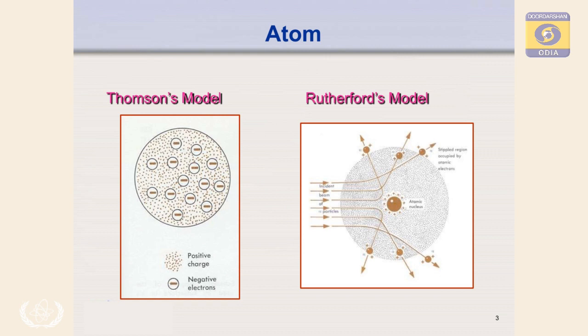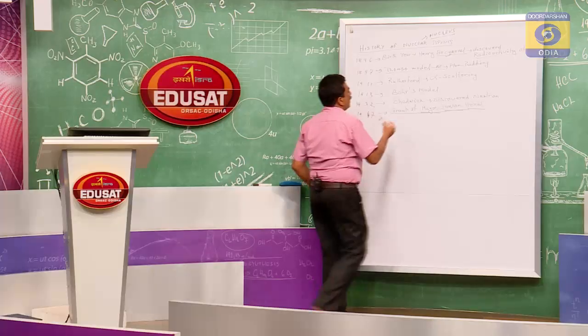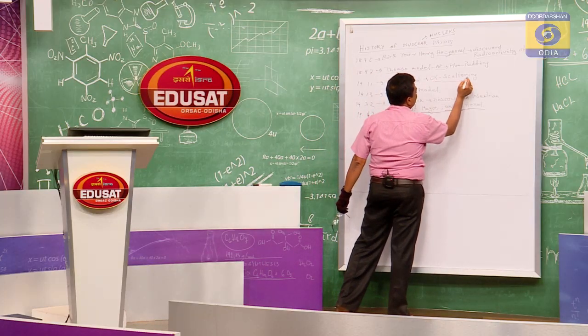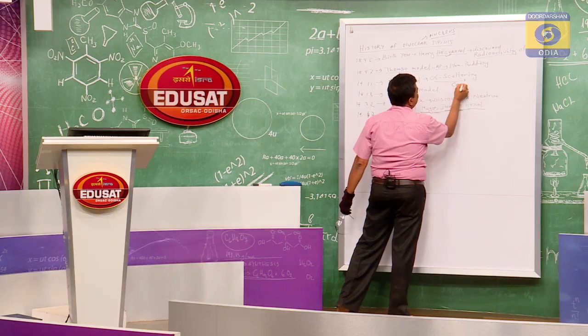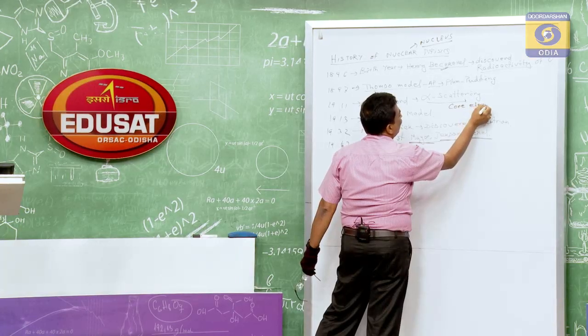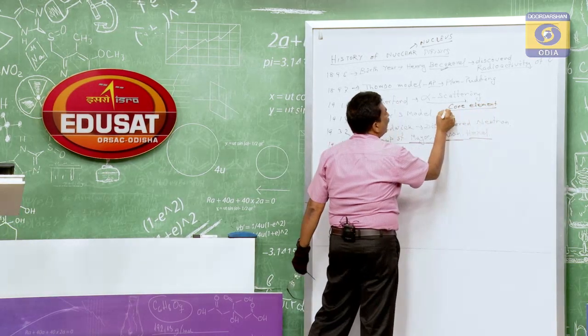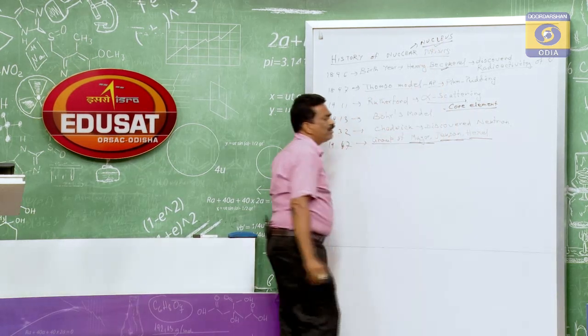Next, in Rutherford's alpha scattering model, it was shown that when 10,000 alpha particles come towards the atom, very few, only 1 to 2 alpha particles, return. That return, the scattering of the alpha particles, shows that the central part is the core element, and that core element is later known as the nucleus.